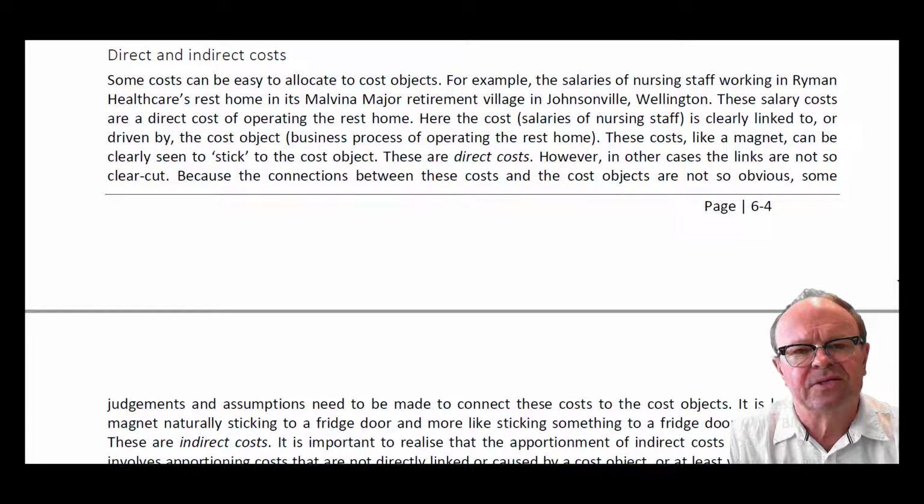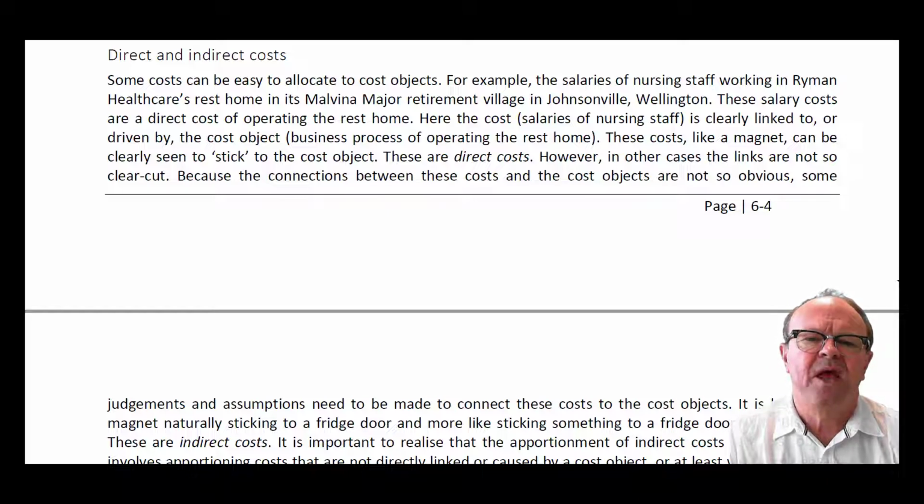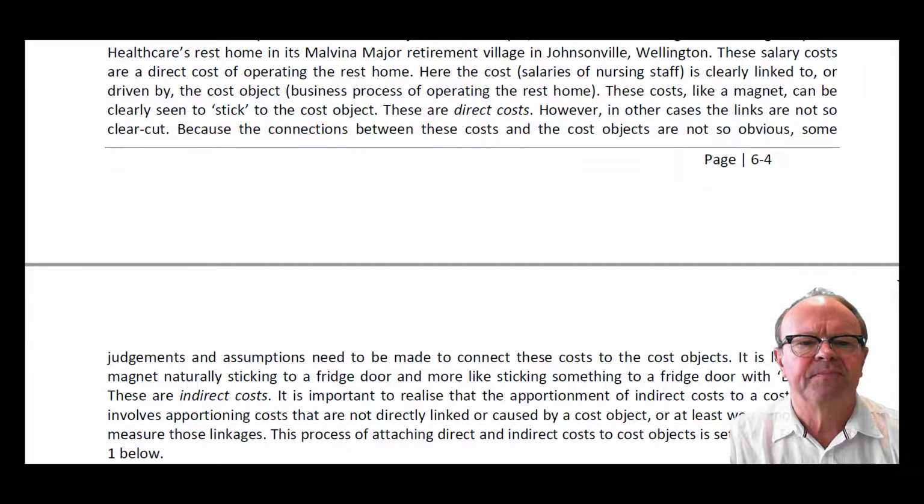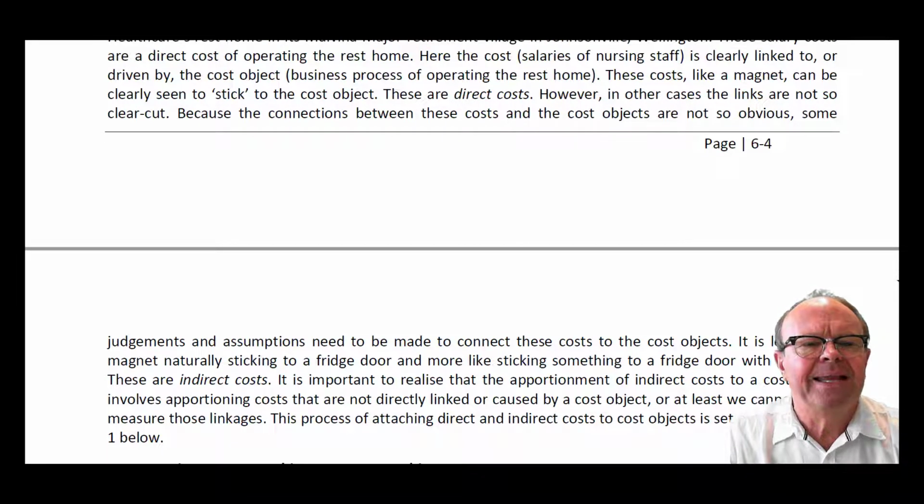Direct and indirect costs. Some costs can be easy to allocate to cost objects. For example, the salaries of nursing staff working in Ryman Healthcare's rest home in its Malvina Major retirement village in Johnsonville, Wellington. These salary costs are a direct cost of operating that rest home. Here, the cost, salaries of nursing staff, is clearly linked to or driven by the cost object, the business process of operating the rest home. These costs, like a magnet, can be clearly seen to stick to the cost object.